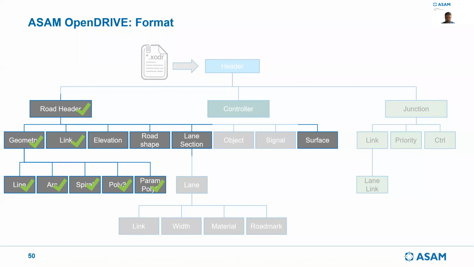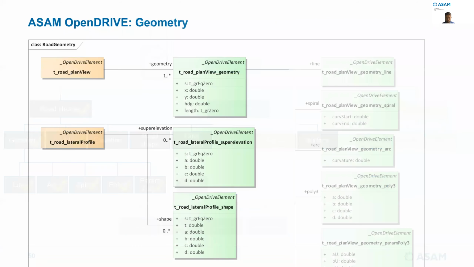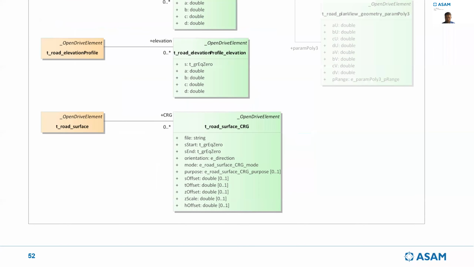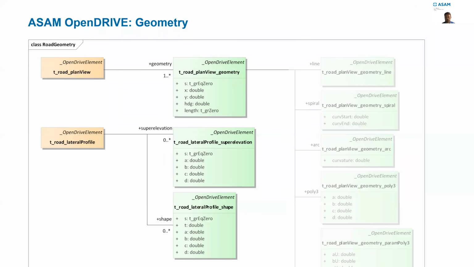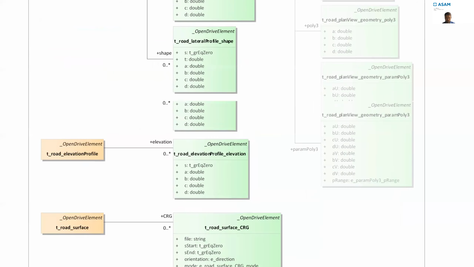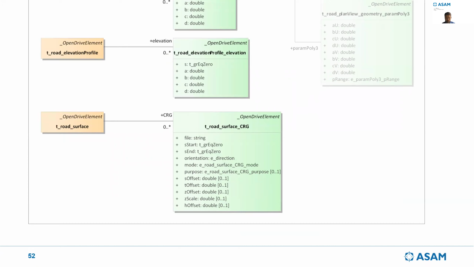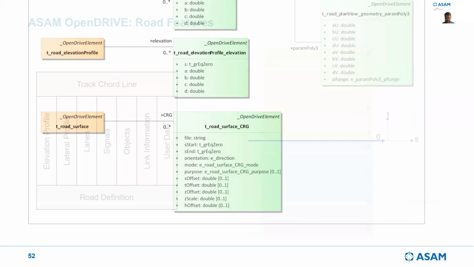And with that, we covered the definition of roads. So now we are going to go towards the elevation, super elevation and all of that. And so defining the actual shape geometry of the roads and adding more features to our road and creating lateral profiles.